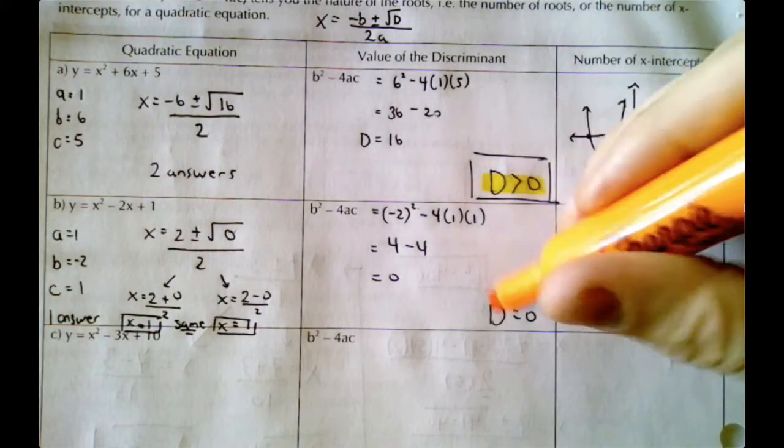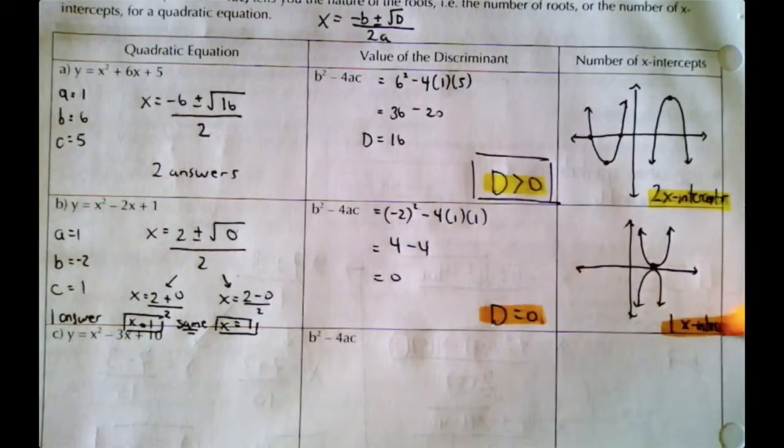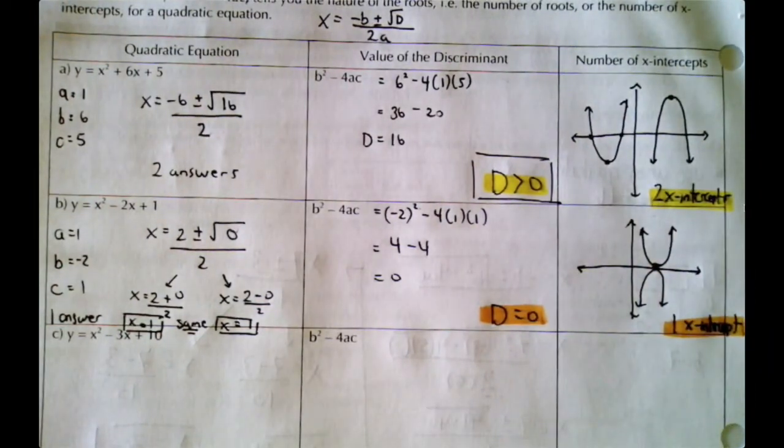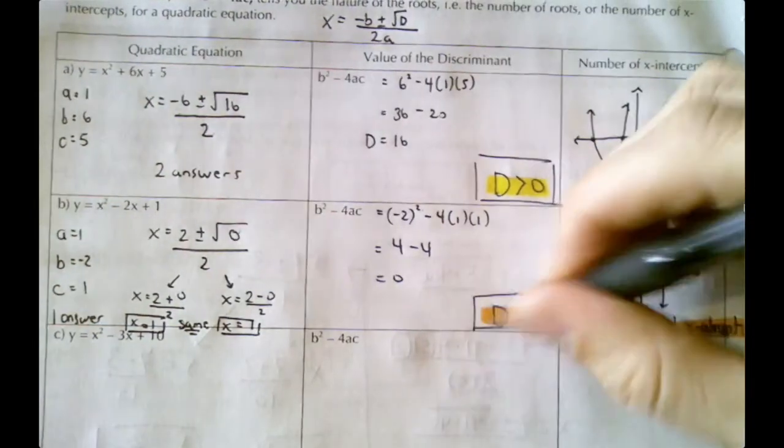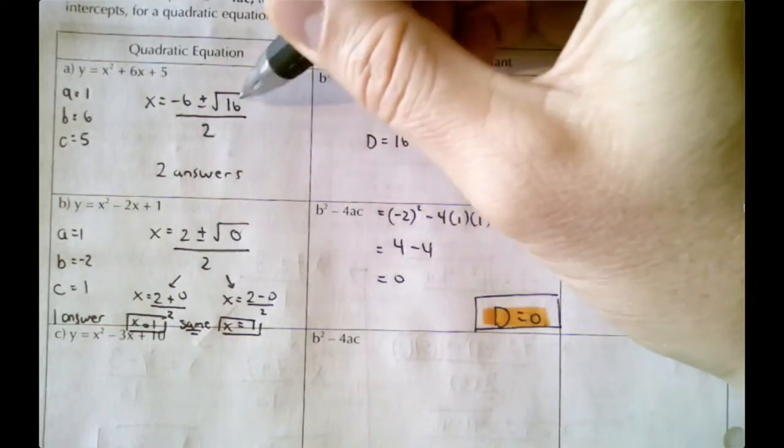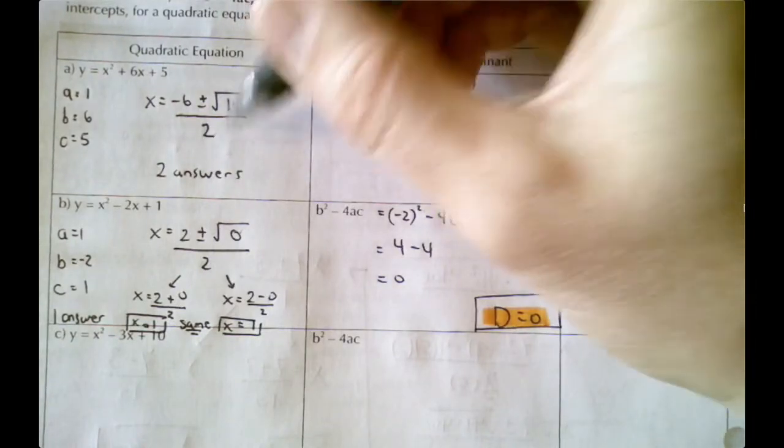So, scenario 2, if we get 0 for the discriminant, we have only one x-intercept. And it's because when you add or subtract 0, nothing changes. But when you add or subtract 4, you're going to get two different answers.